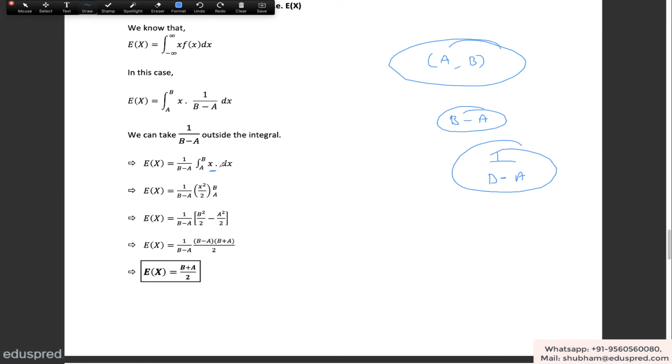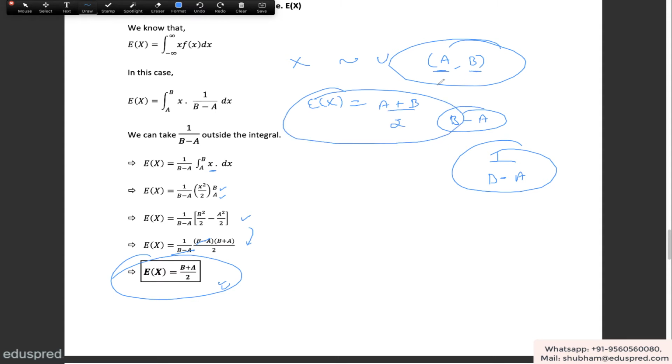The integration of x is going to be x squared by 2. And these are the values that we have to substitute. Once you substitute these values, you will get this. And then from here, you will get this. Now you can cancel b minus a and b minus a. So the expected value of x will come out to be b plus a divided by 2. So that means if x follows a uniform distribution over this interval a comma b, then the expected value of x is just going to be the average of these two numbers. It is going to be a plus b by 2. So you just take the average of these two numbers, you will get the expected value of x. That's what we got over here.